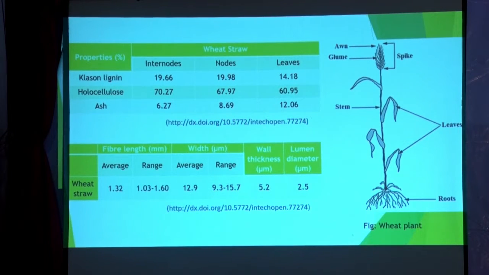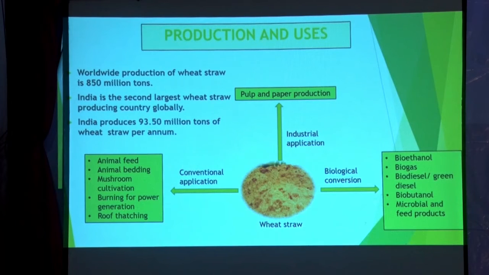The uppermost part is called spike, which is subdivided into two sections, called awn and glume. The rest is stem, leaves, and roots, as we all know. Now, the production and uses of wheat straw. The worldwide production of wheat straw is approximately 850 million tons. And if I talk about the Indian context, India is the second largest wheat straw producing country globally, with an estimated production of 93.50 million tons.